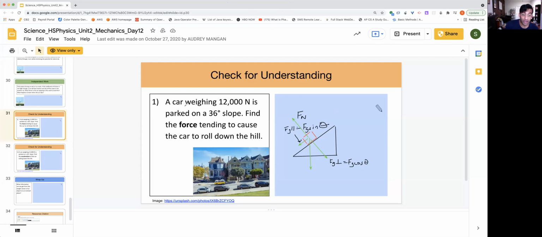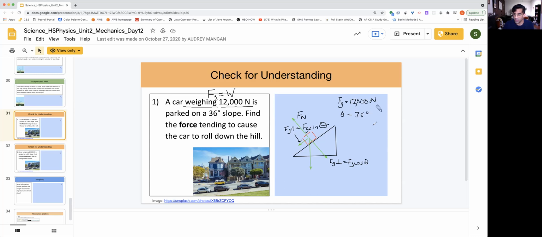Now, crucial thing, they tell us that the car weighs 12,000 newtons. That means that F sub G, in other words, W, is equal to 12,000. I don't need to take its mass and multiply by acceleration due to gravity. In this problem, they've already done that for me. And now we have the value of theta. So I'm just going to write these two things here. We know that F sub G is equal to 12,000 newtons. We also know that theta is equal to 36 degrees.